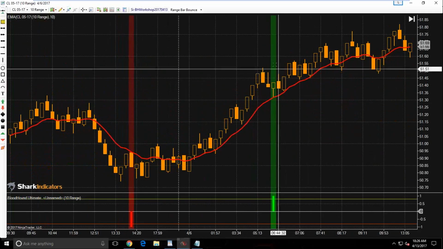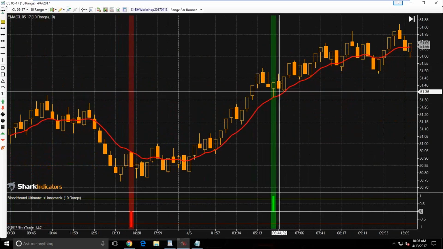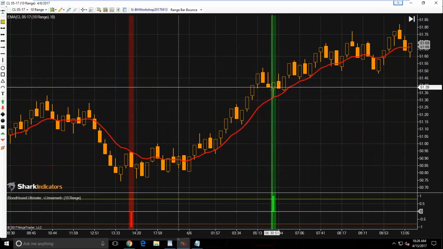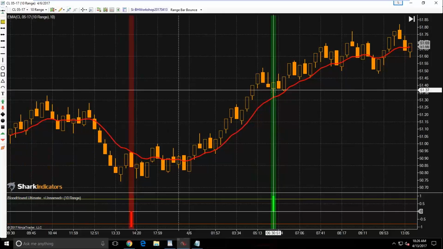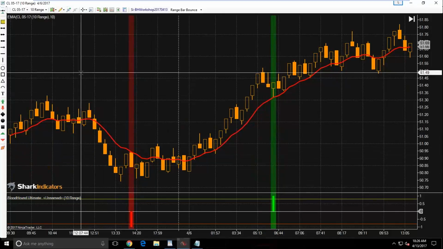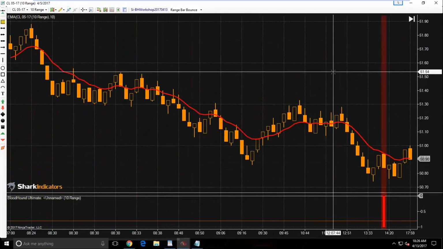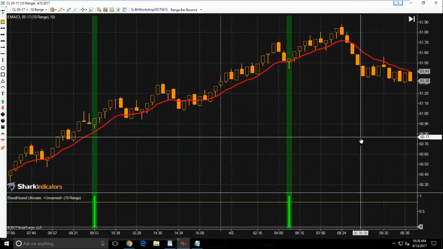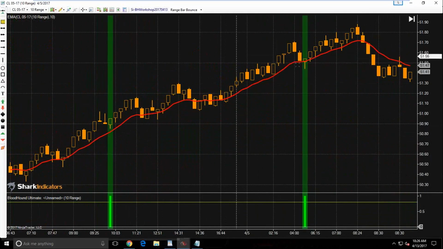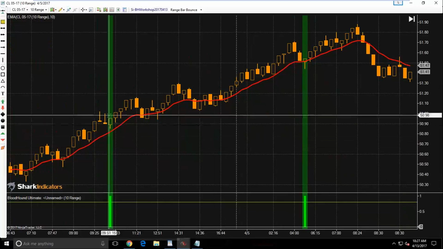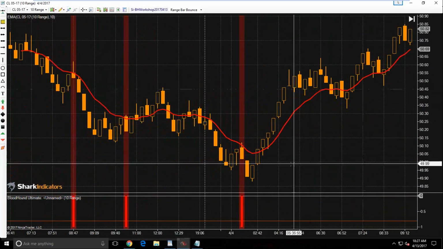All right, there we go. Another valid long bounce there. And a good clean short bounce. Yep, both of those look correct. Both of those look good. Both those long signals.